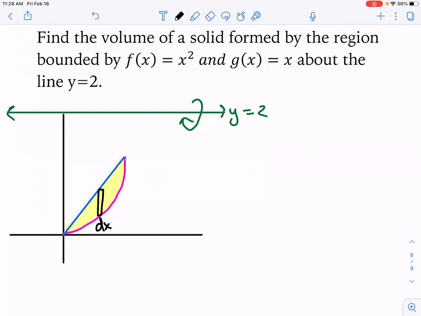Okay, does this mean that we're ready to set this up? Okay, so we have pi integral from 0 to 1 of radius squared minus radius squared h, where h is our dx. Are we okay with those limits of integration? Now I want you to imagine that rectangle rotating about y equals 2. We have washers with really giant holes in the middle, right?